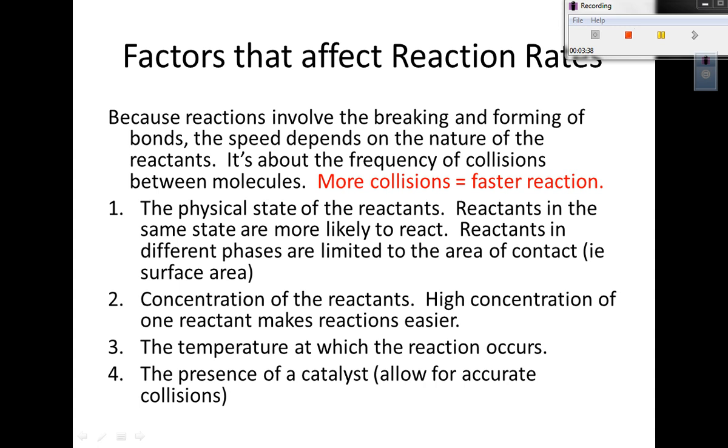All right, so the state of the reactant really can determine how fast a reaction occurs. Okay? Reactants in the same state are more likely to react. Reactants in different phases are limited to the area of contact, or the surface area. Okay? So that's a really important thing.